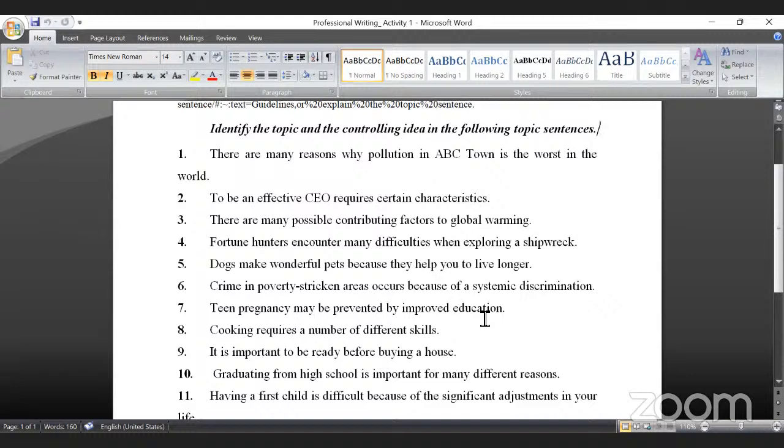Ma'am, but the exploring shipwreck is obviously done by the fortune hunters, no? So fortune hunters can be the topic, and their difficulties when exploring a shipwreck can be the controlling idea. I mean, if fortune hunters is the topic, then the difficulties faced by fortune hunters while exploring a shipwreck can be the controlling idea. Okay, why don't you do one thing?